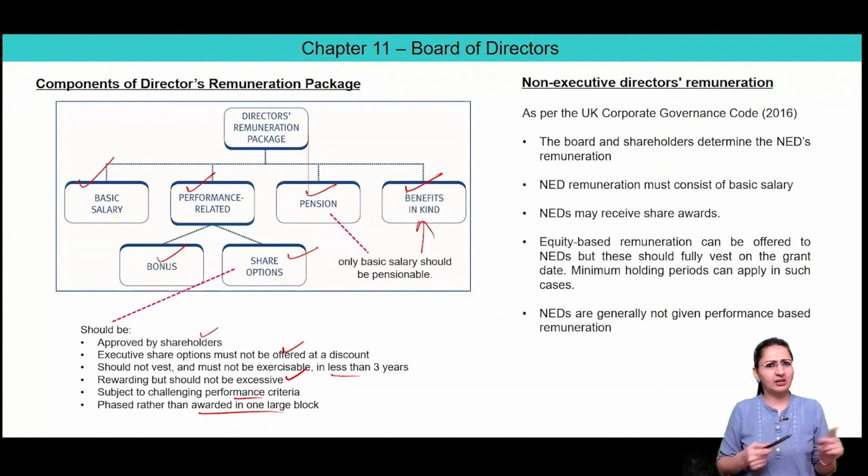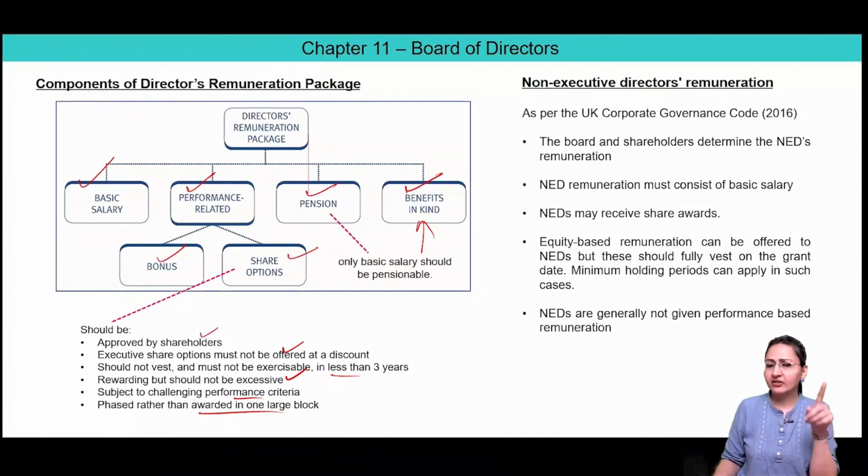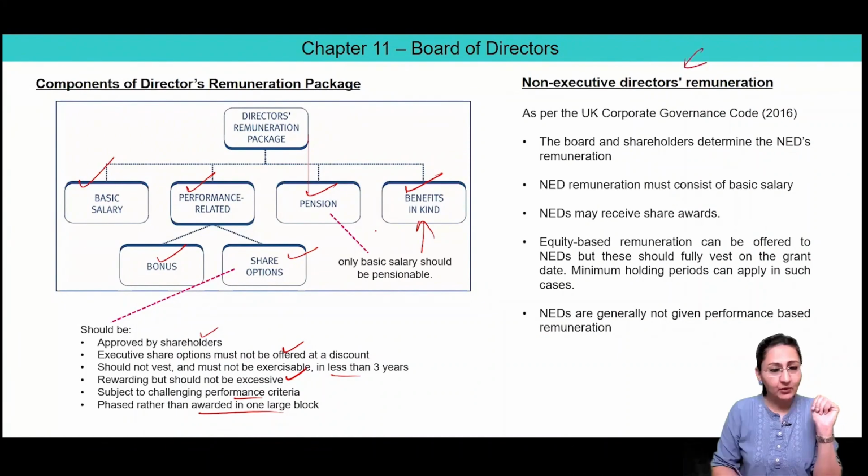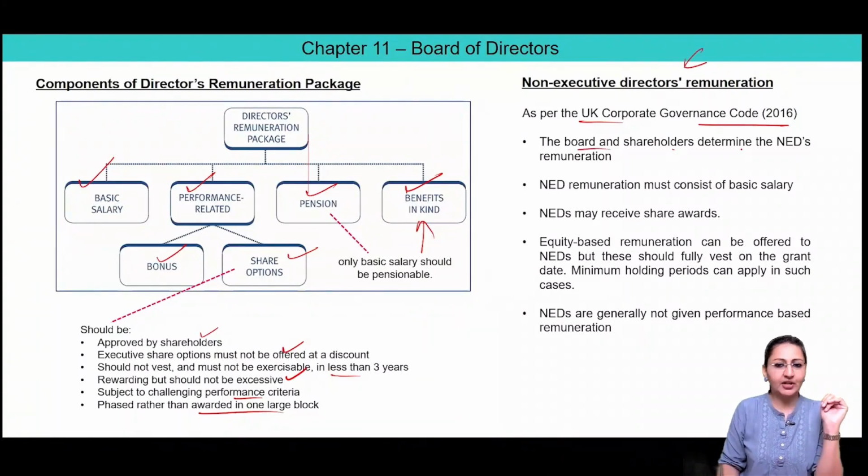DNS allowance and other allowances, they were creating a pension for. Only the basic salary can be given as a pension to directors. Then comes NED remuneration. The UK Corporate Governance Code 2016 applies to it. The board and the shareholders decide the remuneration which must be given to NEDs. They should have only basic salary.